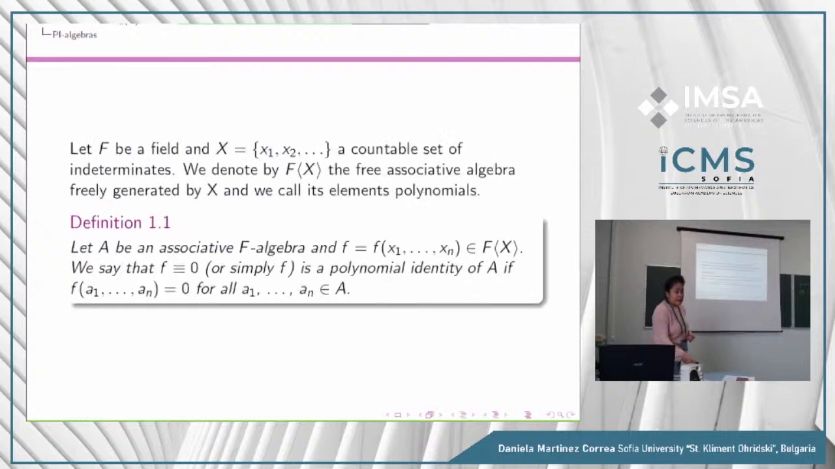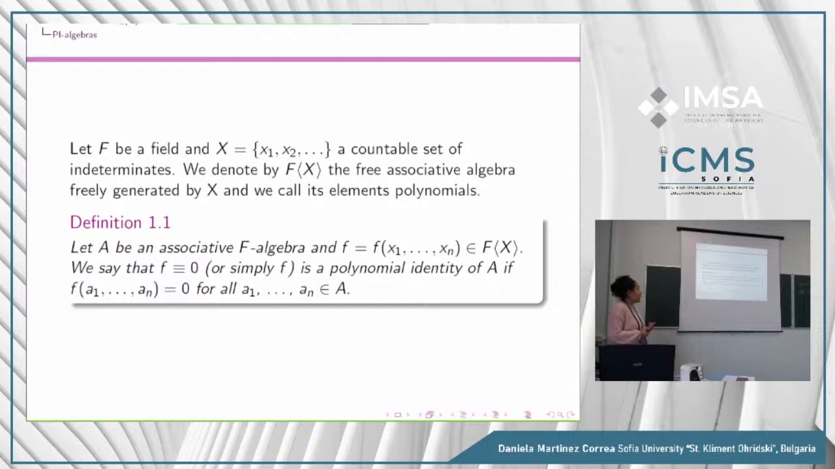Okay, let F be a field and X a countable set of variables. We consider the free associative algebra over F generated by this set, and we denote it with this symbol. Note that the elements of this algebra are linear combinations of words in this alphabet. Okay, and the elements of this algebra we call polynomials.